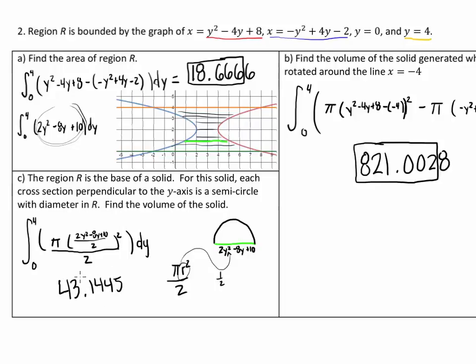43.1445. So you could round it up, or you could just leave it as it is. 0.144 or 0.145 would be the volume of that solid.